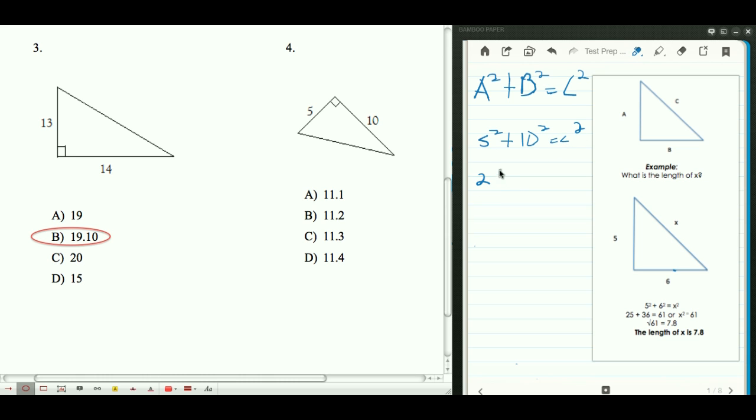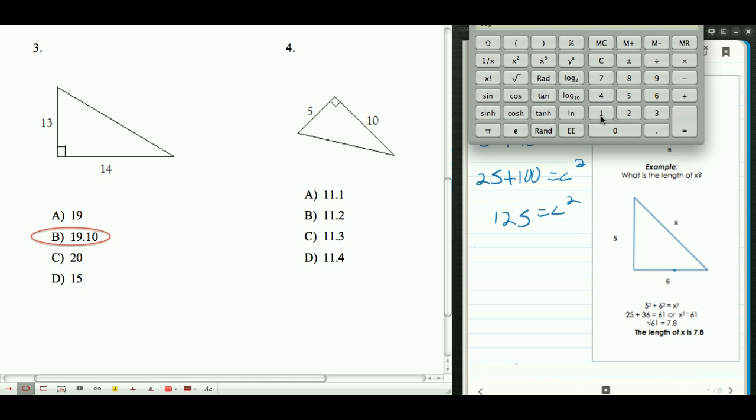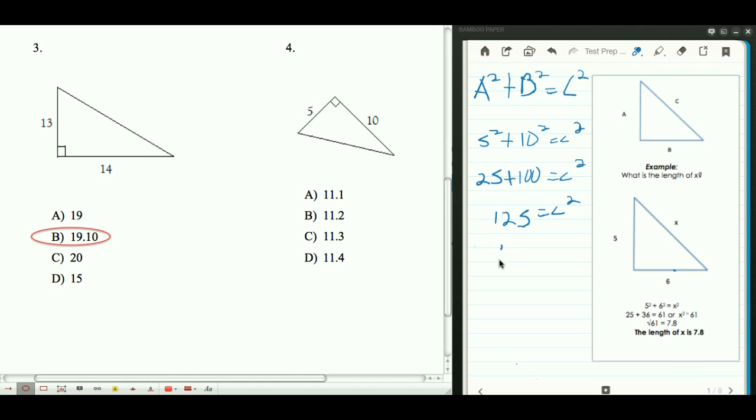So that's going to be 25 plus 100 is equal to C squared. So that'll be 125 is equal to C squared. And remember, C on all calculators means clear. That's kind of like to delete everything from the memory so you can start over fresh. That's going to be 125. Type that in and then take the square root. It's going to give us 11.18, and then kind of continuing on from there is equal to C because we took the square root of each side.